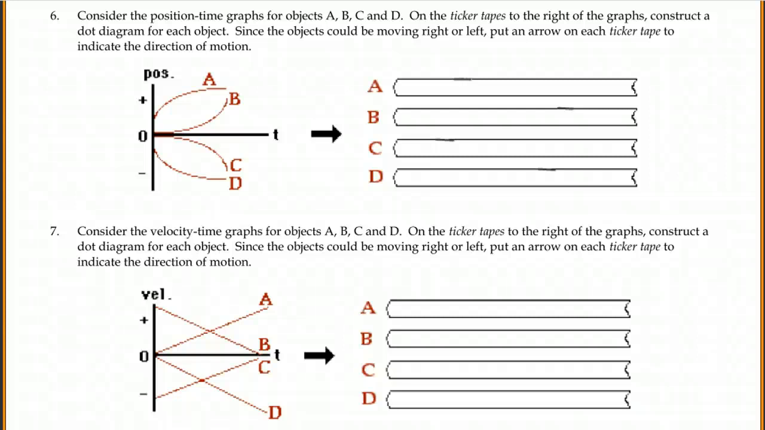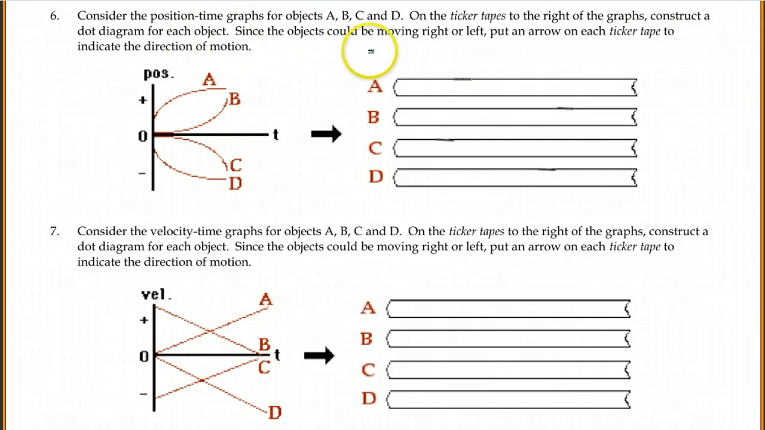Okay, in this final episode, we're going to try to match the motion or dot diagrams that we might see on ticker tape with the shapes that we see on the graphs. In number 6 here, we're going to work with position time graphs first, and then we'll go from there and look at the velocity graphs.